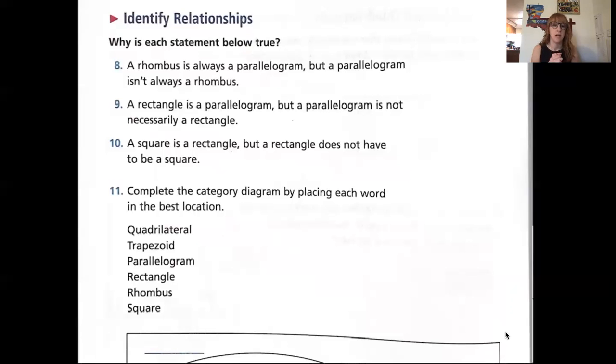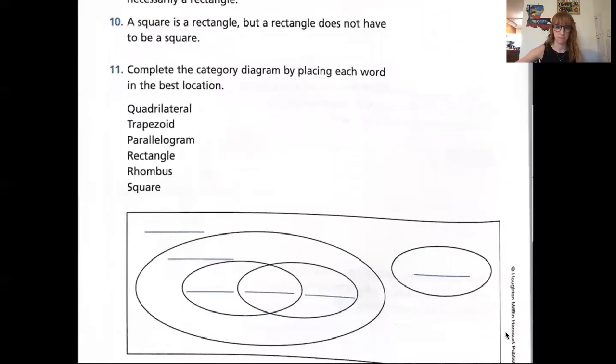And number 10, a square is a rectangle, but a rectangle does not have to be a square. Remember, a square has to have 4 right angles and 4 sides that are equal to each other. But a rectangle does not have to have 4 equal sides. It has to have 4 right angles, but does not have to have 4 equal sides. So that's why all of those statements are true, and just work through and use page 302 to help you describe why those are true statements.